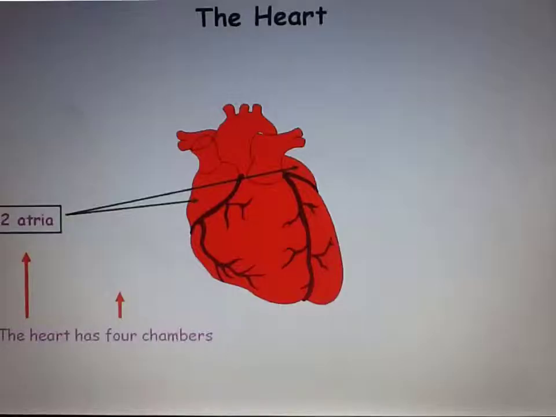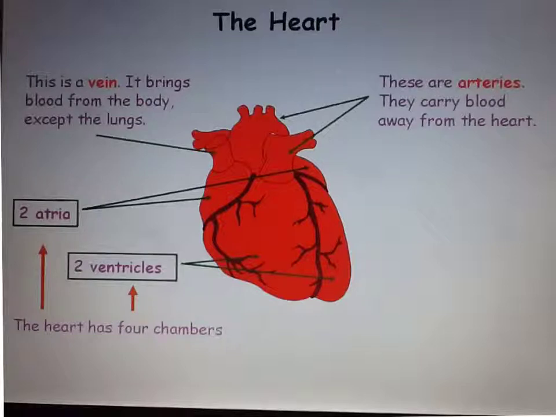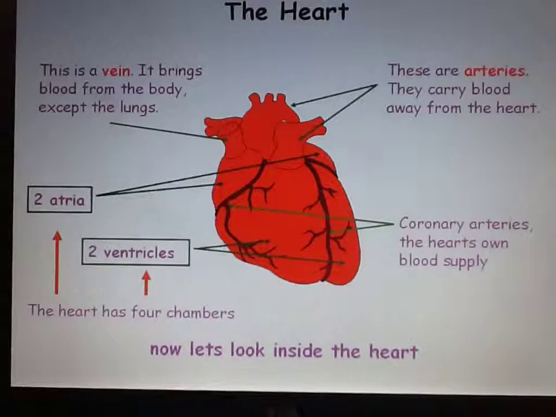Looking at your heart, you can divide it into basically 4 chambers. The top 2 are called atria. The bottom 2 chambers are called ventricles. It's important not to mess up the names of these 4 chambers. So you have 2 atria on top, 2 ventricles on the bottom. Then you have veins and arteries that come out of your heart, and something called coronary arteries, and basically their job is to supply blood directly to your heart. So your heart itself is getting blood.